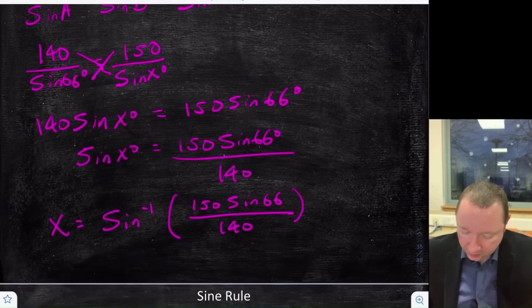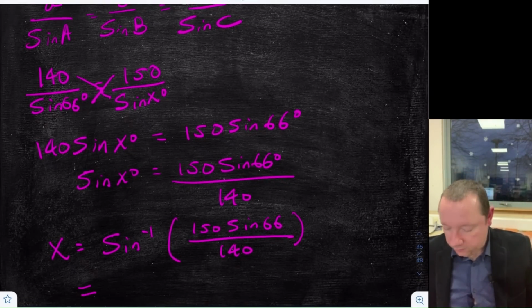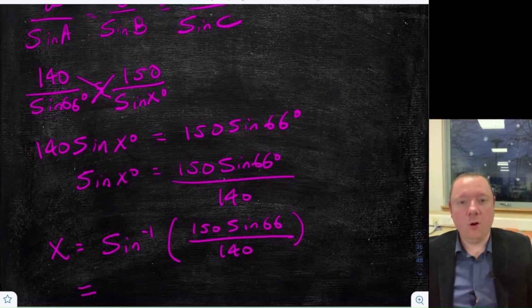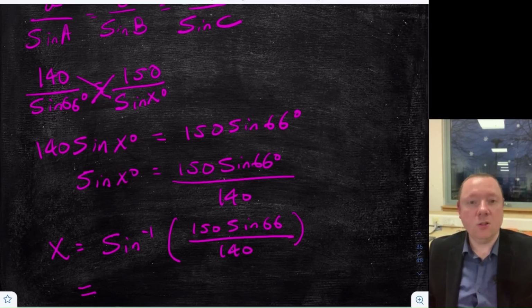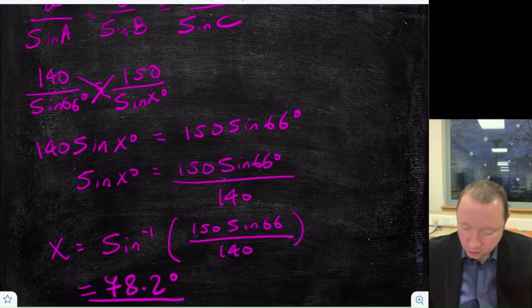And you can do all that in a calculator in one step. Press inverse sine, open a bracket, 150 times sine 66 divided by 140, close your bracket, and you will get an answer of 78.18 or 78.2 degrees. If you prefer, you can work out the answer to that first and then do the inverse sine of just that answer to get the same thing. Just make sure you don't round too early.